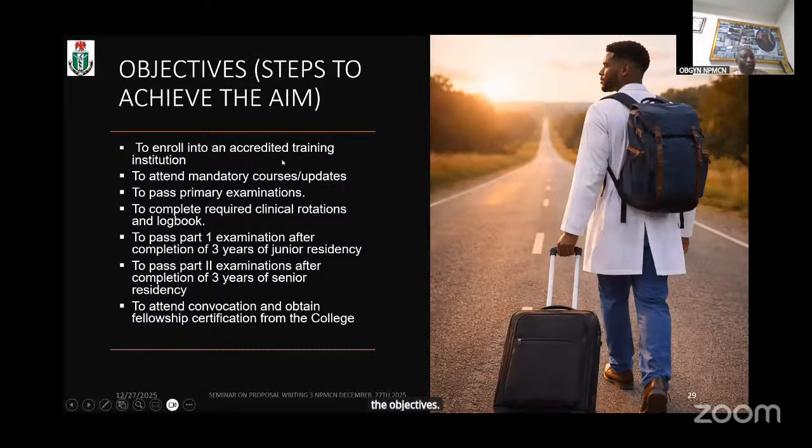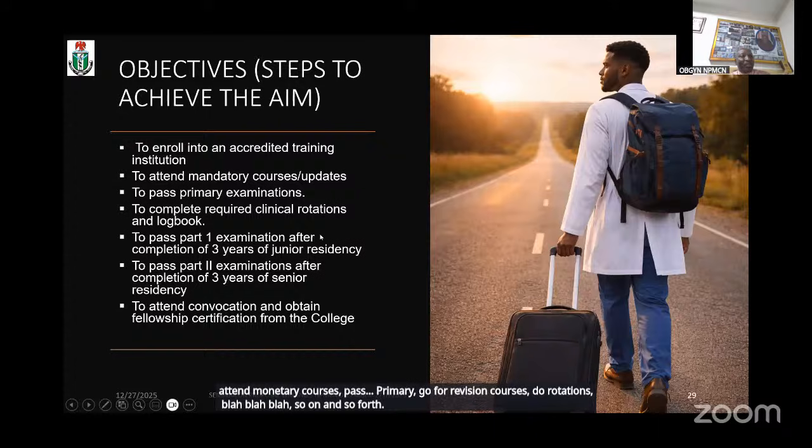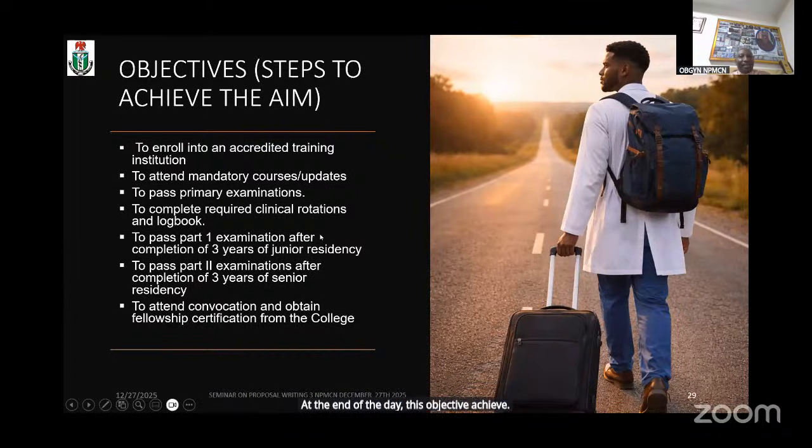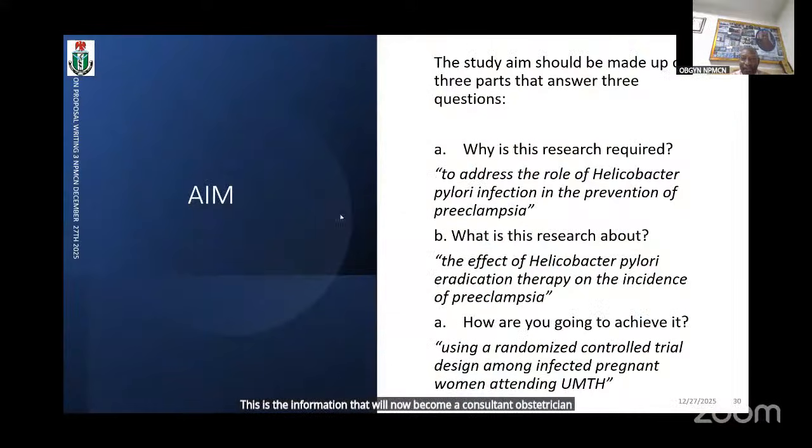The details are given under the objectives. So, to enroll into accredited institution, attend mandatory courses, pass primary, go for revision courses, do rotations, and so on and so forth. At the end of the day, these objectives, if achieved, the resident will now become a consultant obstetrician and gynecologist. And these are the key components that should be captured in the aim. Why is this research required? What is this research about? How are you going to achieve that?